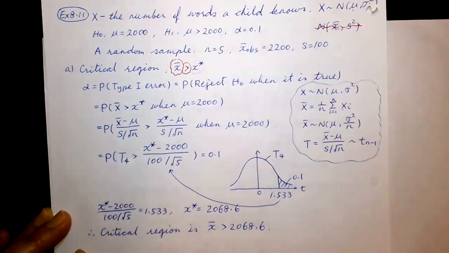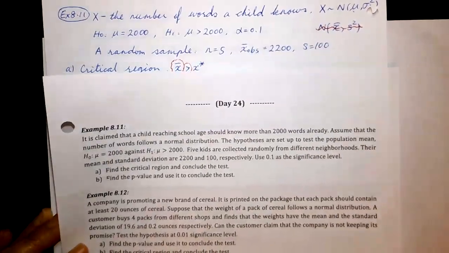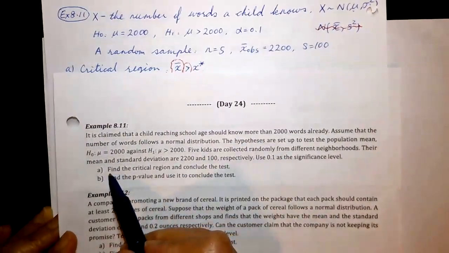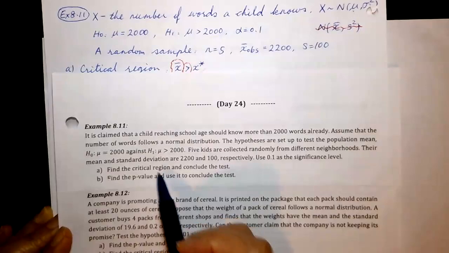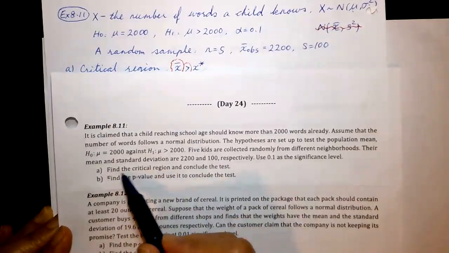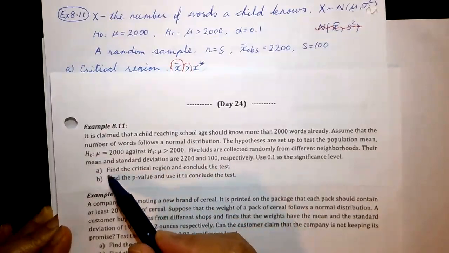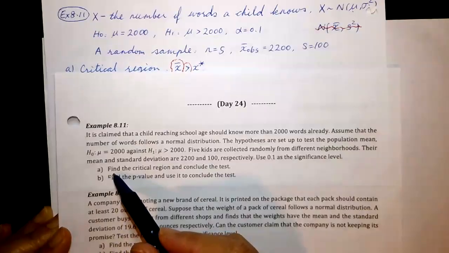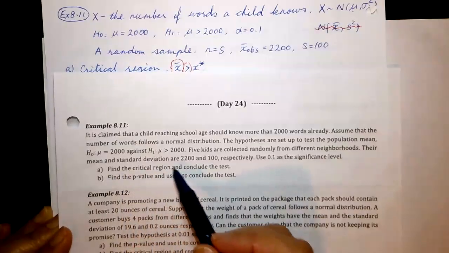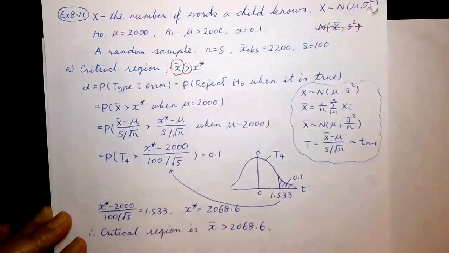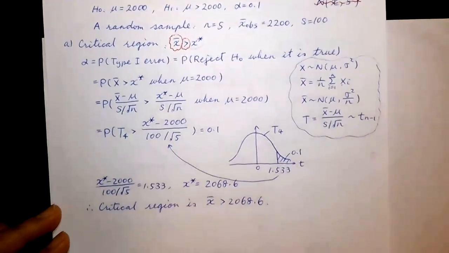So this is just part of the question. I show you the question in case you don't believe me. Find the critical region and conclude the test. Right, 2 parts. Right now, we did the first part, find the critical region, and then we need to do the conclusion.